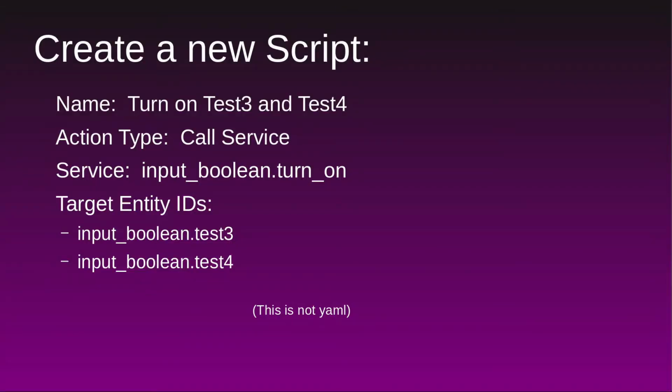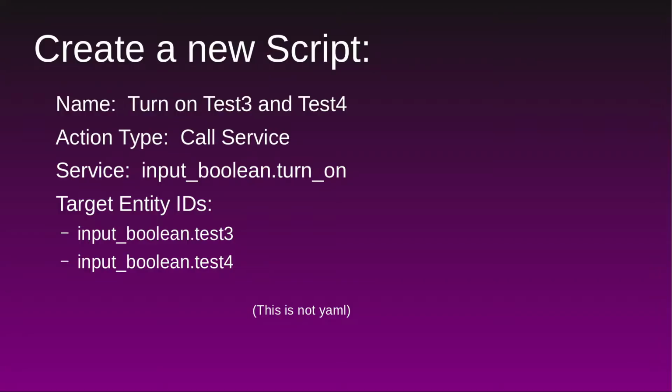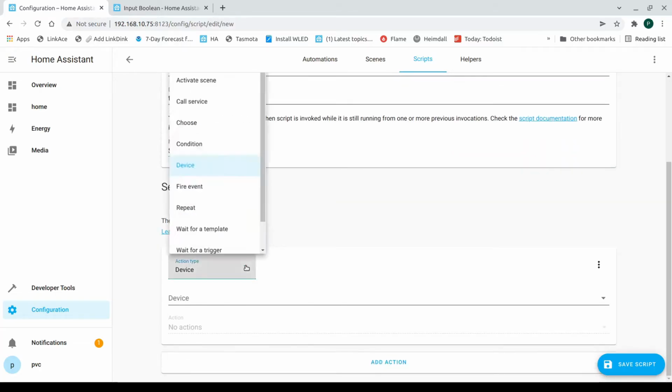Now, let's create a script based on entities. We will use our input booleans for this. Create a script that will turn on test 3 and test 4. In the sequence section, since we are working directly with entities, we must select the action first before the entity.